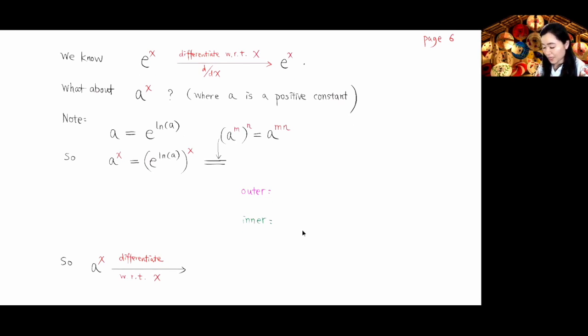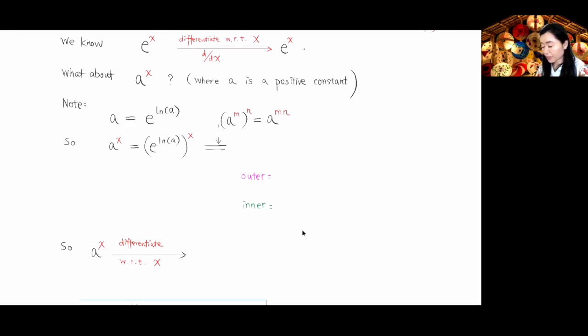Now, we're going to try to find out today. First, since we know the derivative of e to the x, I'm going to write this a to the x in the form of e to some power. Notice that a is e to the ln of a. Remember, the exponential function with base e and the log function with base e are inverse functions. When they compose, these two cancel and give you back this a. So a is e to the ln of a.